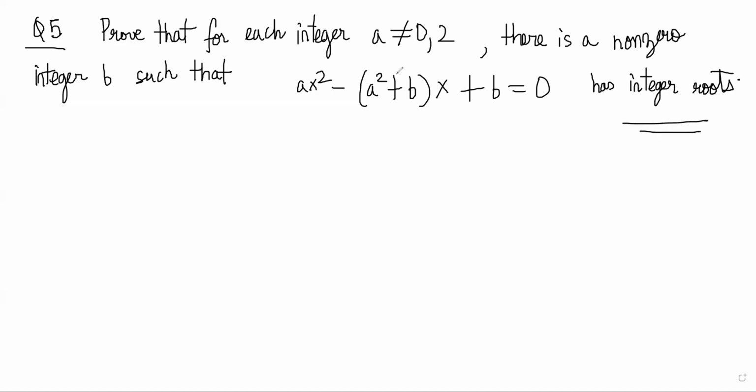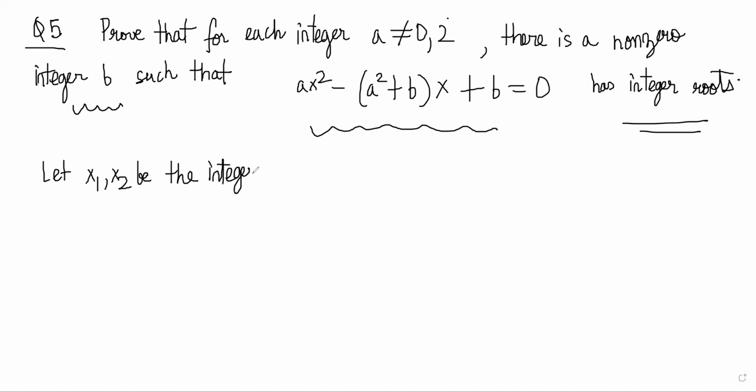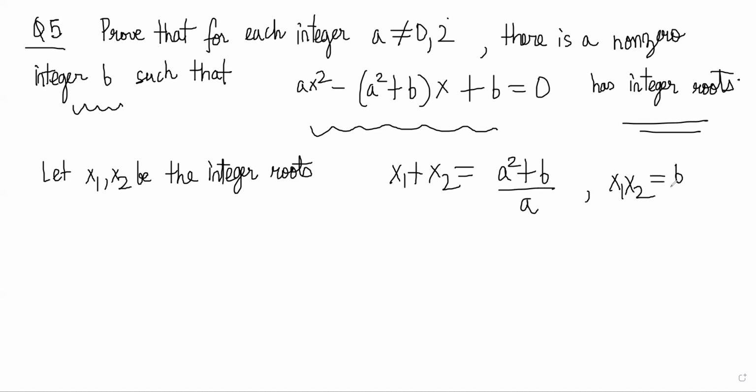Basically, we have to show that for every integer a except 0 and 2, there is a non-zero integer b such that this equation has integer roots. So, if I have to ensure that this equation has integer roots, let's say x1 and x2 be the integer roots of this equation. Then from Vieta's relation, x1 plus x2 is equal to a squared plus b by a, and x1 x2 is equal to b by a.